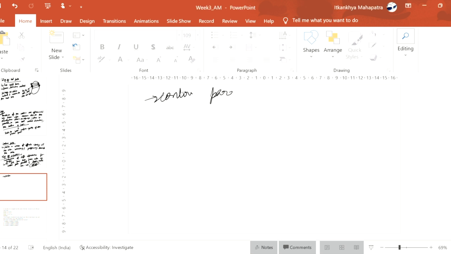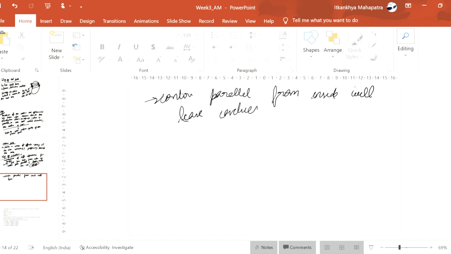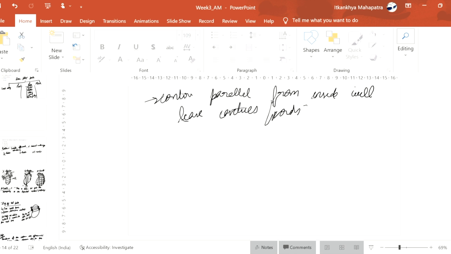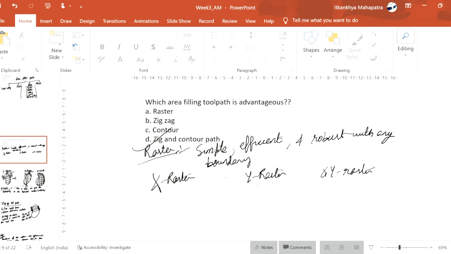Contour parallel from inside will leave cavities or voids. But this is zigzag, and a combination of zigzag and contour path is the most advantageous out of all the methods.